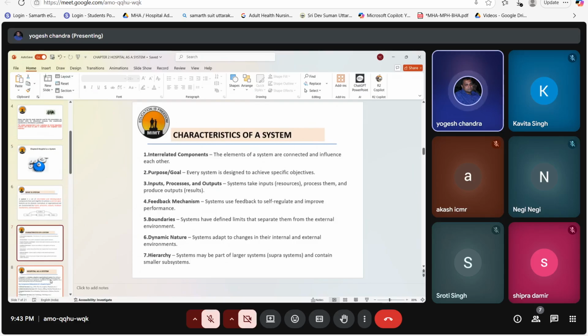Then a system is of dynamic nature. A hospital always reacts with its environment. And what is an example of this dynamic nature of the hospital? Can anybody give that? How do you think the hospital is dynamic in nature? They are able to adapt to change in their internal and external environment.